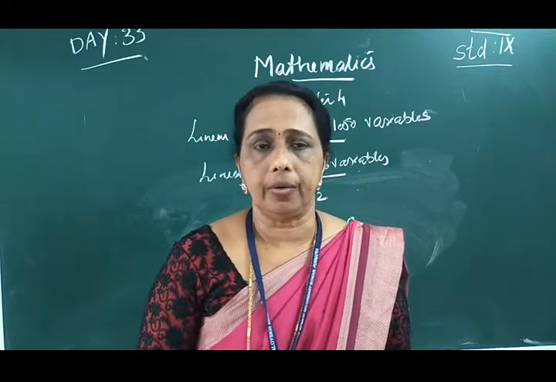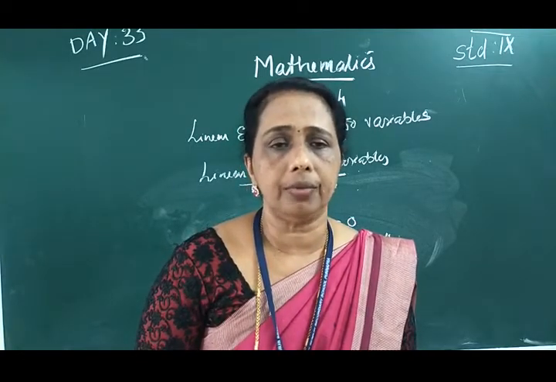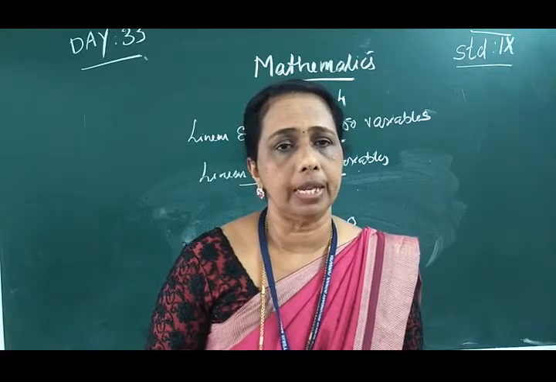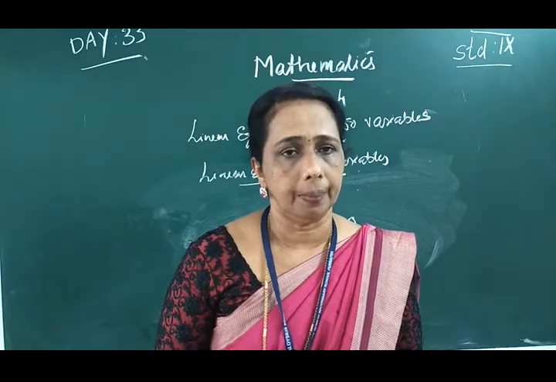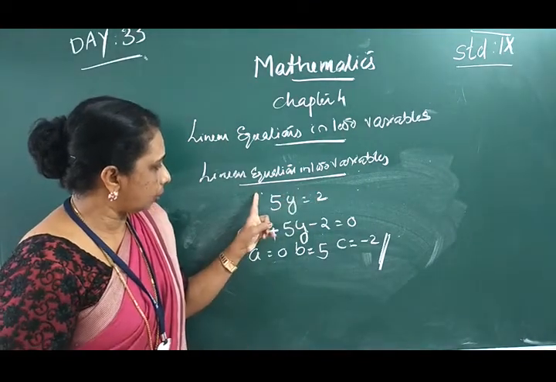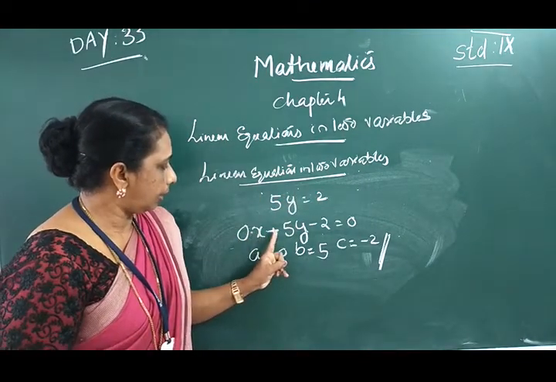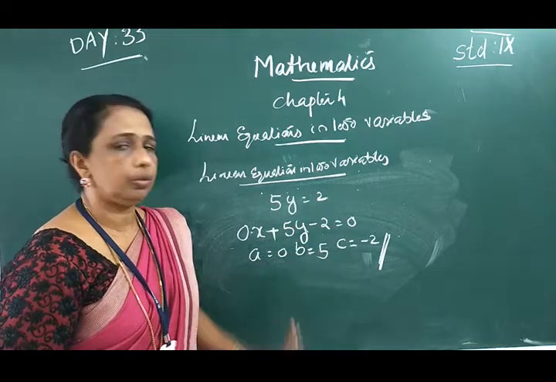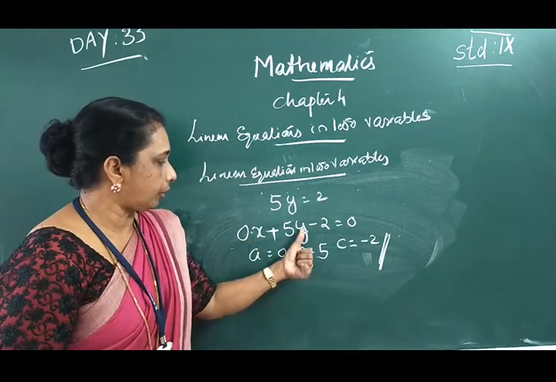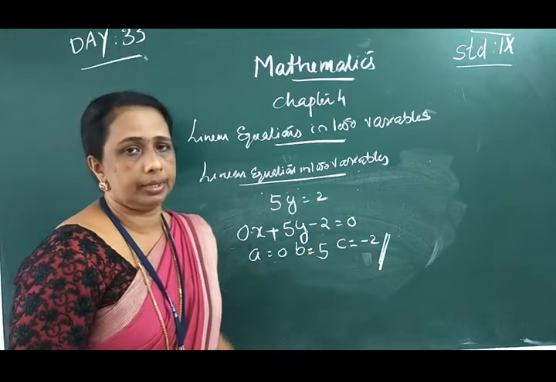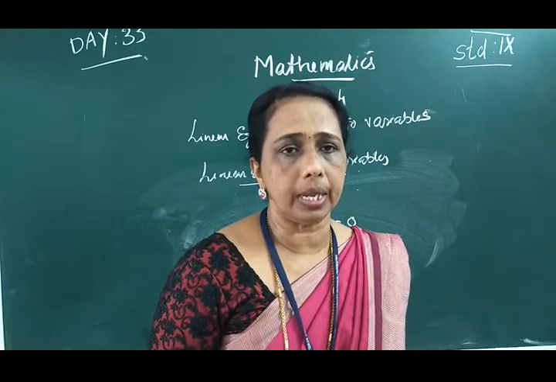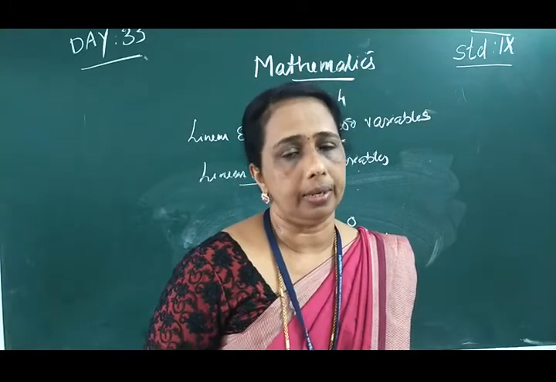Then one linear equation is given. You have to convert it into the form ax plus by plus c is equal to 0, that is the linear equation in two variables form. Example, 5y is equal to 2. Here the x term is not there, so we have to put 0x plus 5y minus 2 is equal to 0. Where a is the coefficient of x, b is the coefficient of y and c is the constant term. For the coefficients a and b and the constant term, we are including the sign.